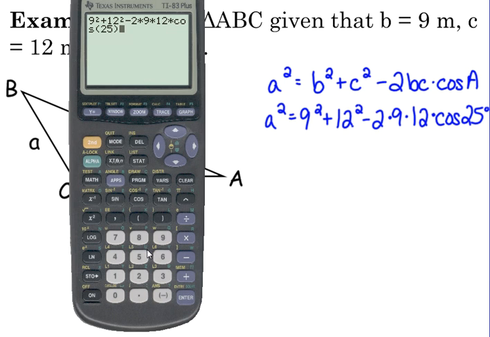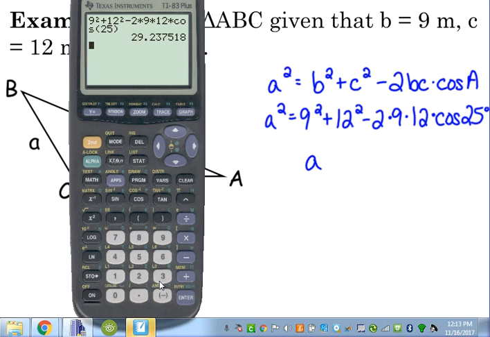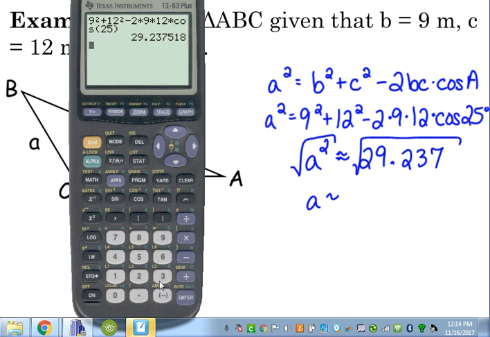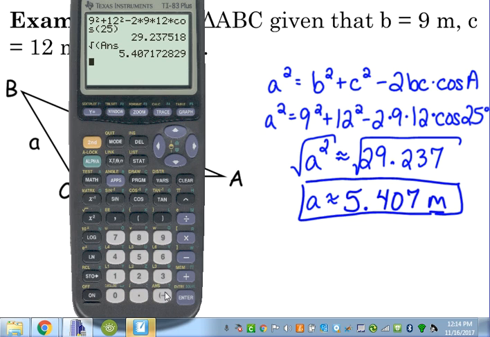Okay, now, is that side A? No, that is A squared. So we do have one more step. We need to take the square root of that number. Do me a favor and do this: second square root, second negative. Don't put the rounded one in there. Just keep the exact answer, 5.407 meters for side A.